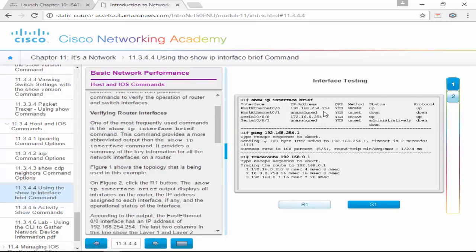Then we have the show IP interface brief. It's basically a summary of our interfaces and what IP addresses we have set to them. Are they up or down? All of that. Take a look at that.